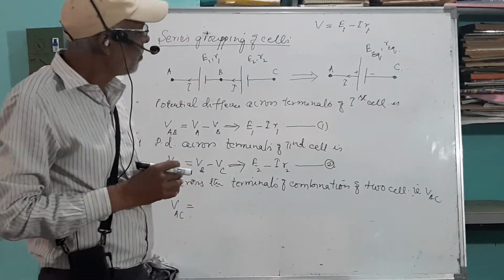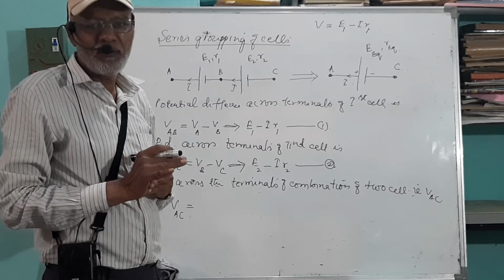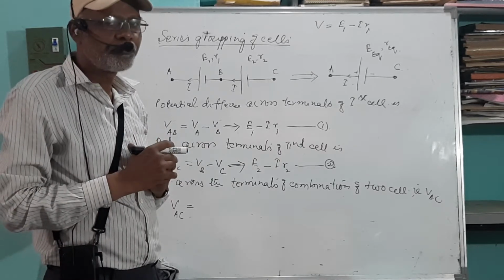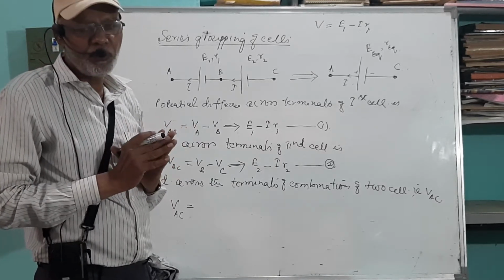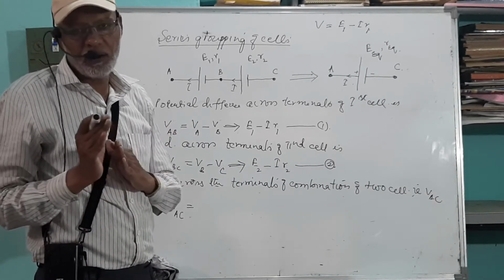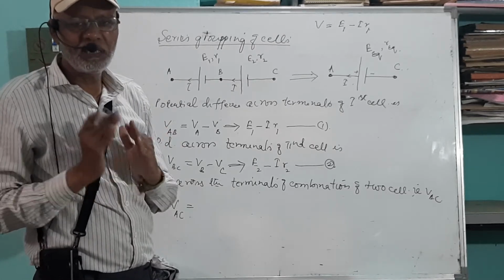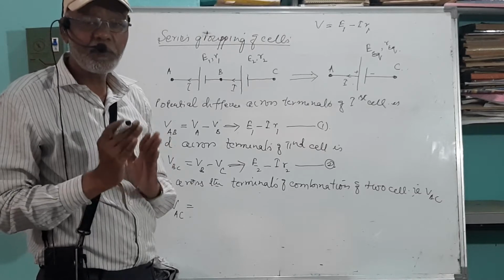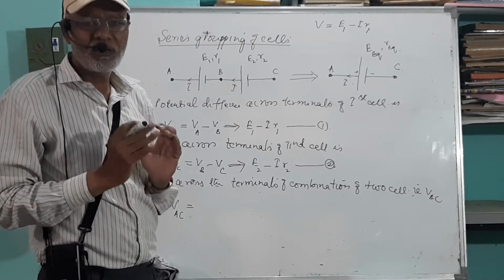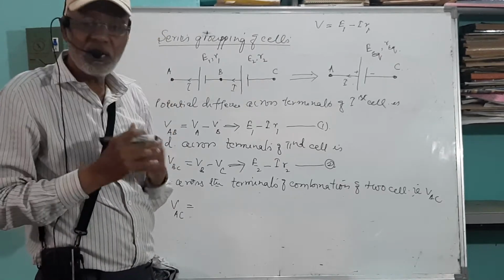Now, how can we combine the cells? What are the types of grouping of cells? Cells can be grouped into three types. The first one is the series grouping of cells. The second one is the parallel grouping of cells. The third one is the series parallel grouping of cells. It is also referred to as the multiple arc.